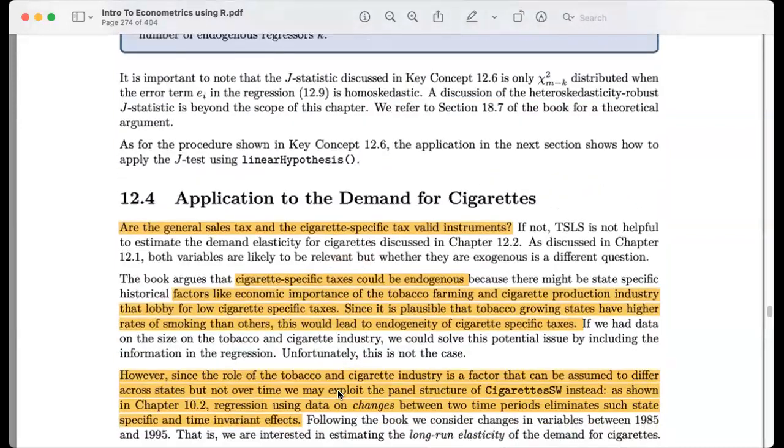Now it gives the same example, but making it more realistic, like how an academic paper would look. Add the general sales tax and the cigarette-specific tax as valid instruments. Now we want to really test this. The book argues that the cigarette-specific tax could be endogenous because there might be specific historical factors, like the economic importance of tobacco farming and cigarette production, that lobby for this. Since it is plausible that tobacco-growing states have higher rates of smoking than others, this would lead to endogeneity of the cigarette-specific tax.